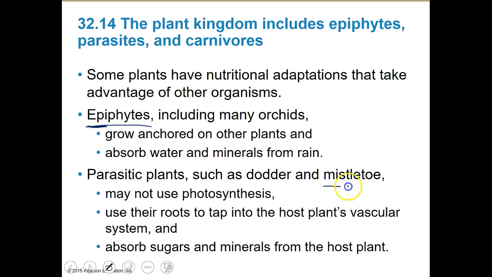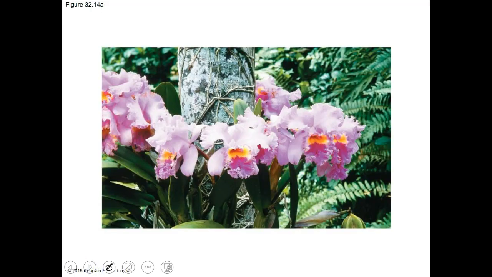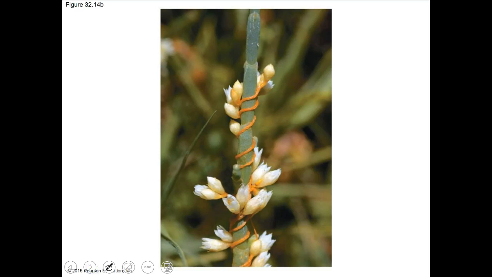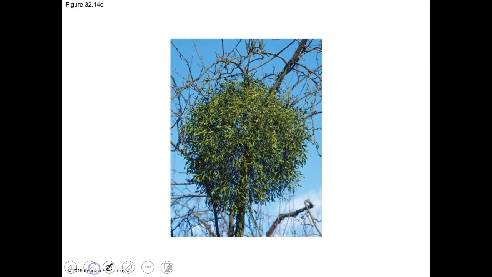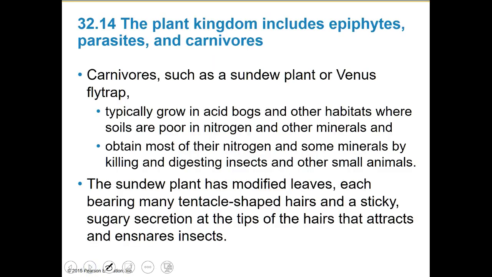Parasitic plants like dodder and mistletoe, that lovely thing that you think about at Christmas time, may not use photosynthesis, and their roots tap into the host vascular system, and they absorb sugar and minerals from the host plant. Mistletoe, that thing you're supposed to kiss under, is a parasitic plant. Isn't that crazy? So there's some epiphytes for you, some orchids growing up top. A little bit of parasitic plants growing up. Okay, there's some mistletoe for you, being up there and being parasitic and awful.